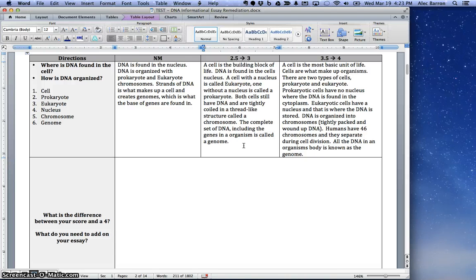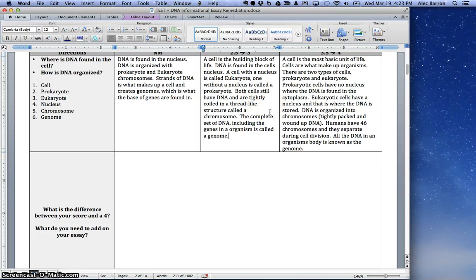A cell with a nucleus is called a eukaryote. Without a nucleus is called a prokaryote. That's correct. Both cells still have DNA and are tightly coiled in a thread-like structure called a chromosome. Yeah, but that chromosome doesn't exist at all times. It's only during cell division. It's just a single strand of a molecule, but it forms that shape only during division.